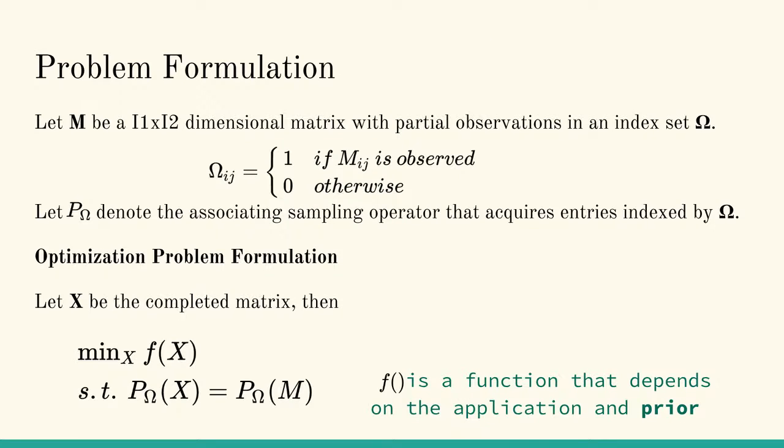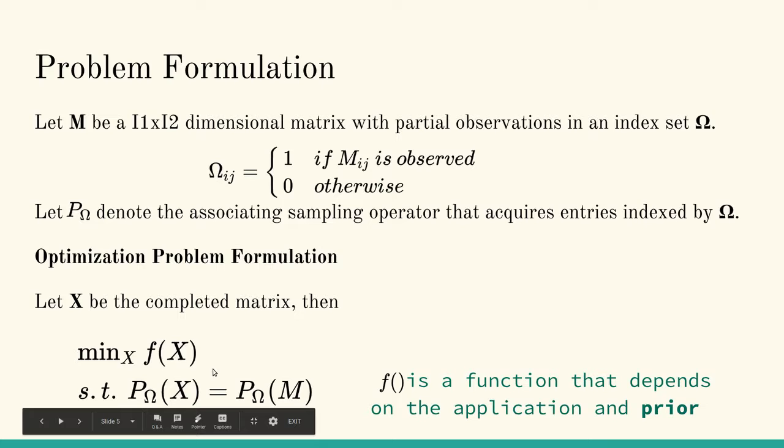Here we formulate mathematically the matrix completion problem. Let M be a matrix of dimension I1 cross I2 with partial observations in an index set omega. Omega is a binary matrix of the same dimension as M with ones in places where the entries are observed and zero otherwise. P omega denotes the associated sampling operator that acquires the entries indexed by omega. So we can formulate it like this. Minimize some function of X, as in do something that enhances the quality of restoration, subject to the condition that the matrix entries that were observed are preserved in the completed matrix also. That's what this line is stating here.